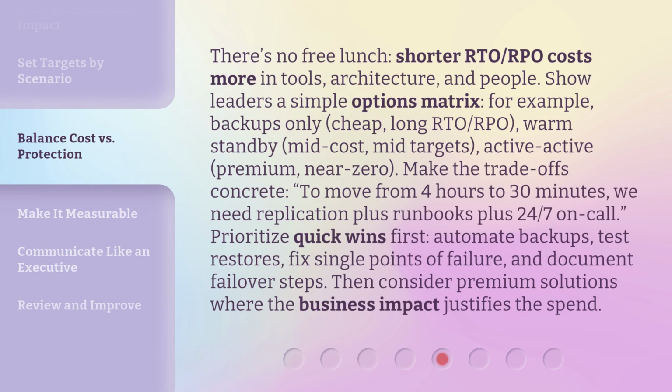There's no free lunch. Shorter RTO, RPO costs more in tools, architecture, and people. Show leaders a simple options matrix. For example, backups only, cheap, long RTO, RPO, warm standby, mid-cost, mid-targets, active, premium, near zero. Make the trade-offs concrete. To move from 4 hours to 30 minutes, we need replication, plus runbooks, plus 24/7 on-call.